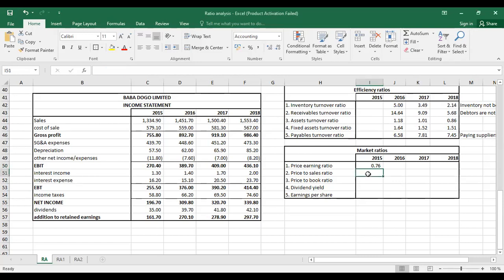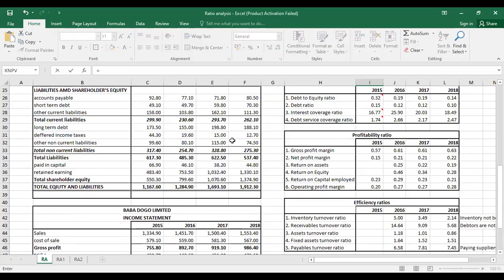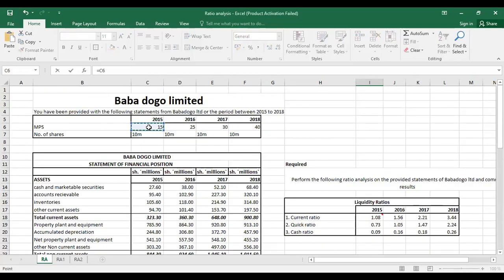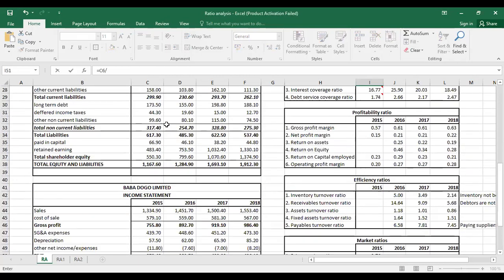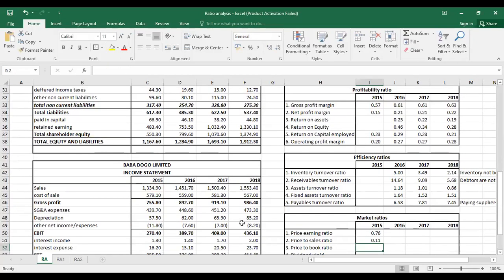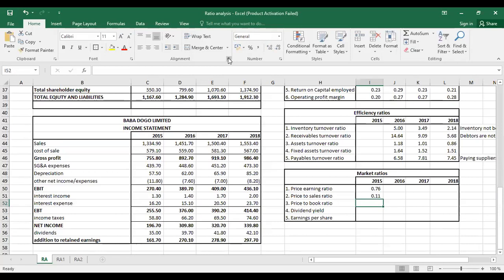So the market price per share divided by, you open a bracket, the sales divided by 10. The sales divided that way. I'll show you that one. Okay, I'll reshare the file.